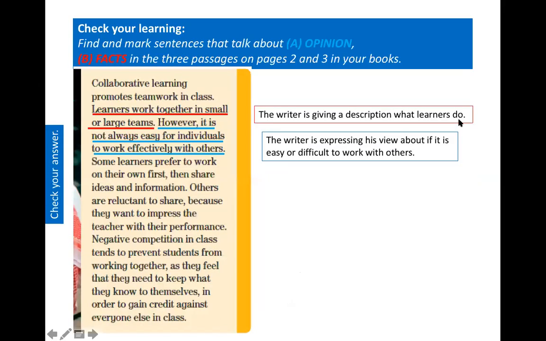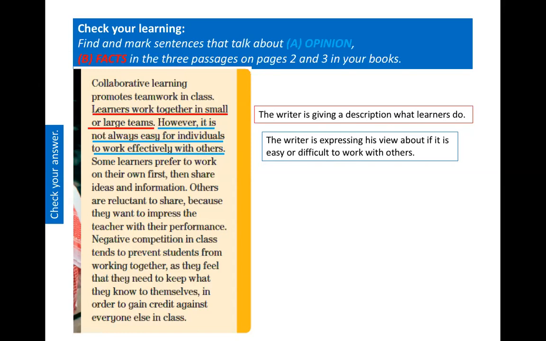So you give them now some feedback, not necessarily. You say, learners work together in small teams. This is a fact because the writer is giving a description of what learners do. It's not his opinion. It is not always easy for individuals to work effectively with them. Now you're expressing a view. You're saying it's not easy. Somebody else will come and say, it's easy. No, it's not easy. Yes, it's easy. We hear that all the time. This book is easy. This book is difficult.